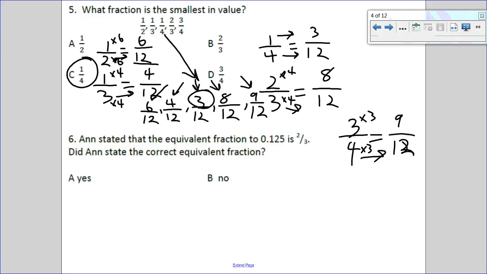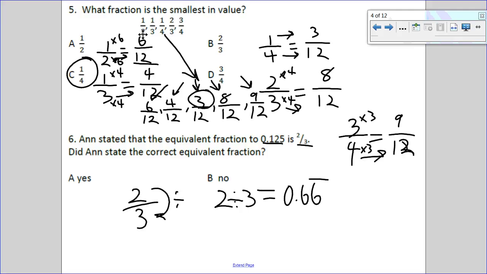Okay, number 6, Ann stated that the equivalent fraction to 0.125 is 2/3. Did Ann state the correct equivalent fraction? Let's find out, because we know we can change a fraction to a decimal by dividing the top by the bottom, right? So 2 divided by 3, 0.66 repeating. Well, I don't know about you, but 0.125 does not look like 0.66 repeating. So Ann did not state the correct equivalent fraction.